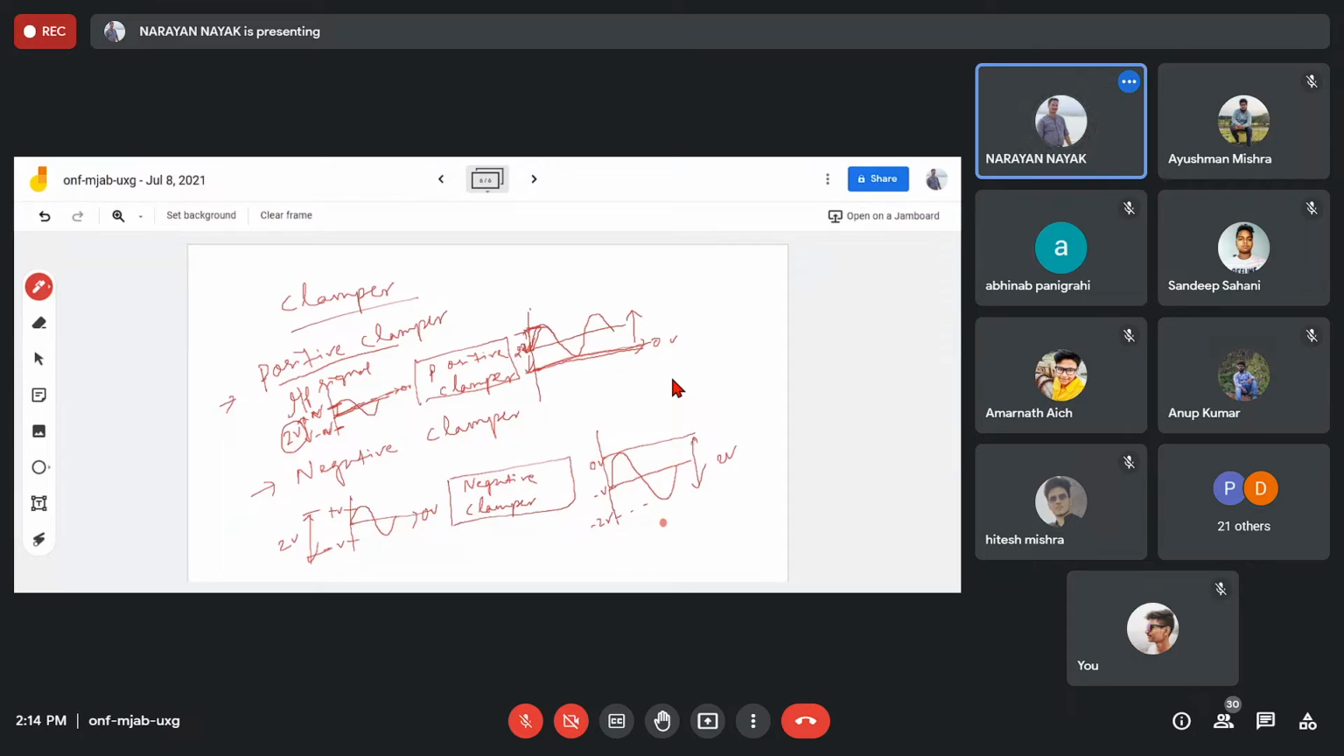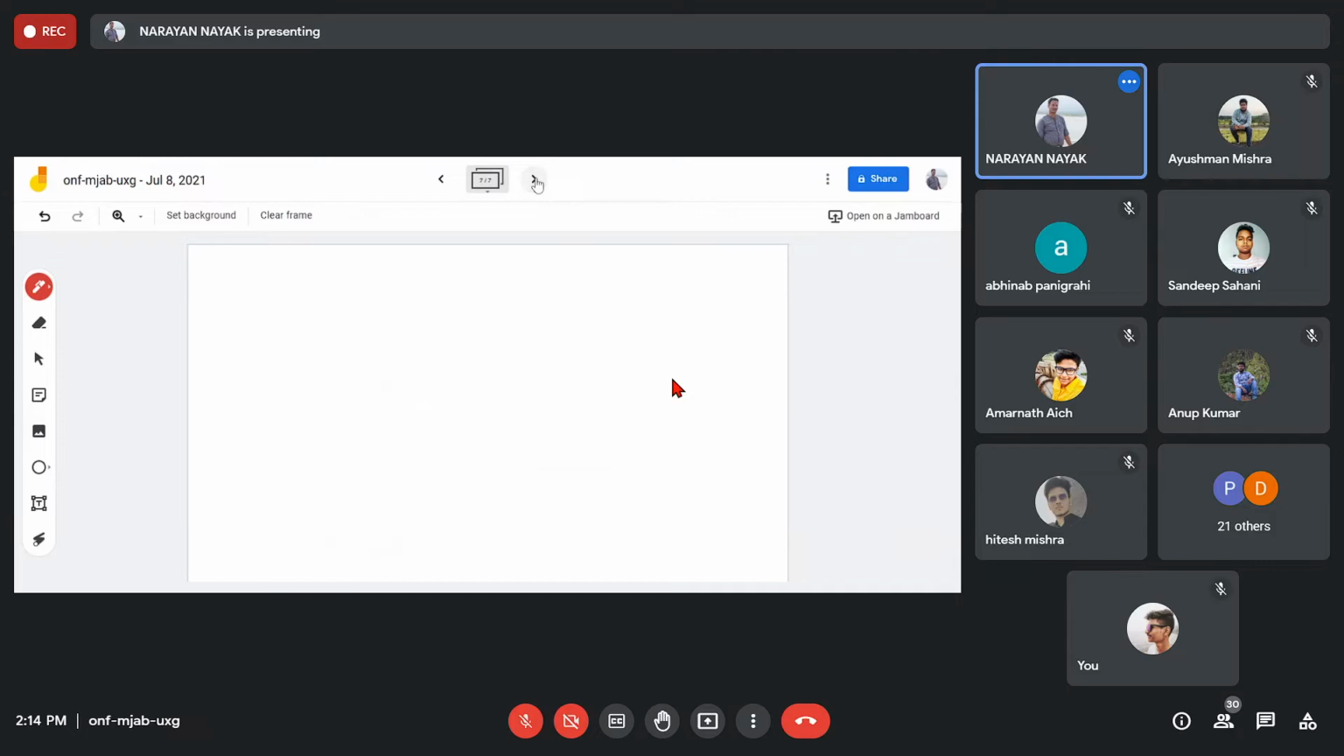Clear? Okay. So I'll discuss what the negative clamper and the positive clamper are, and now how you get this type of signal. Clear? So let us say negative clamper.